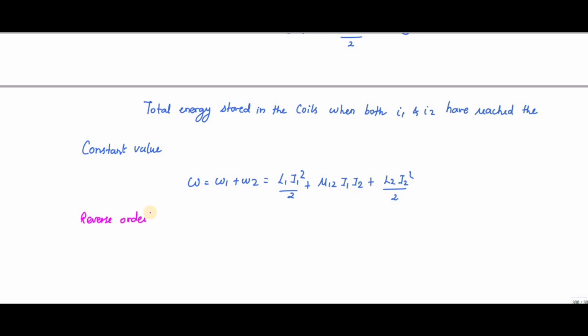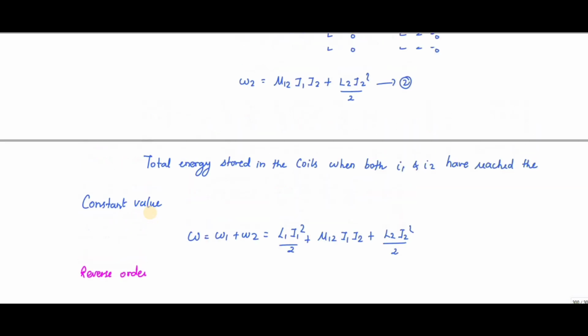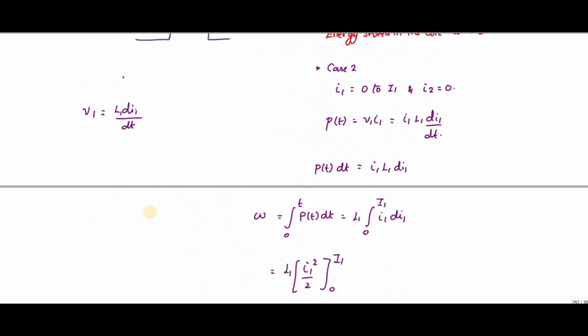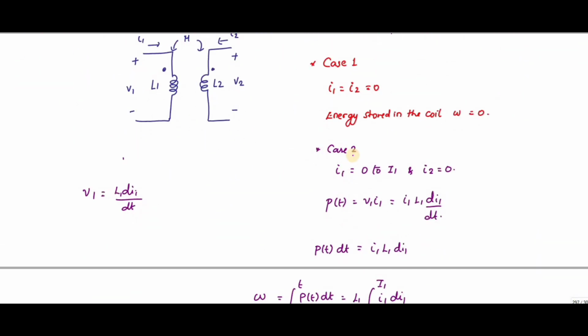What is the reverse order? What does reverse order mean? So case 1 is the same. If I1 and I2 are equal to 0, the energy stored in the coil is 0.